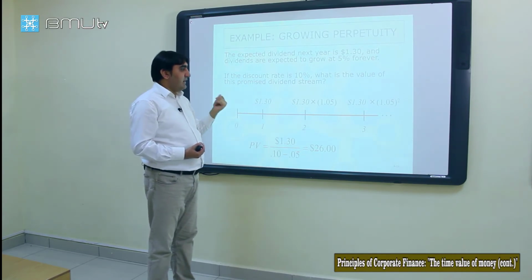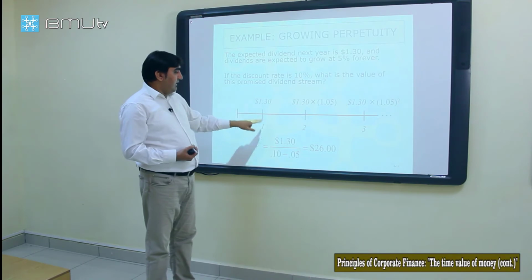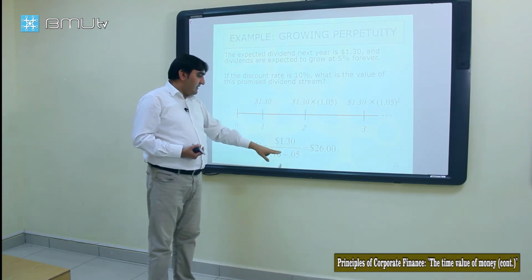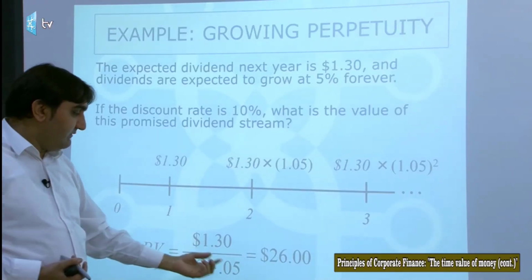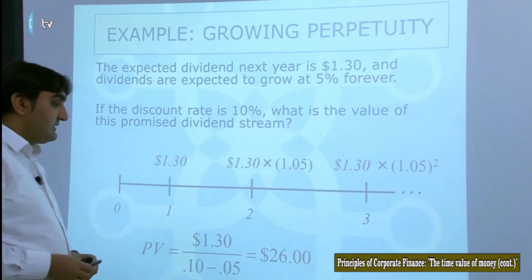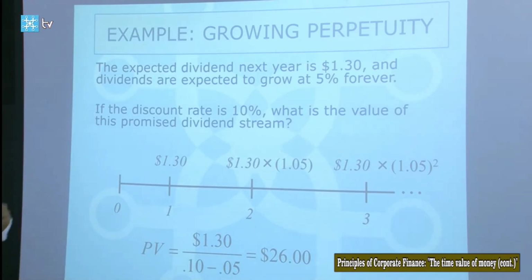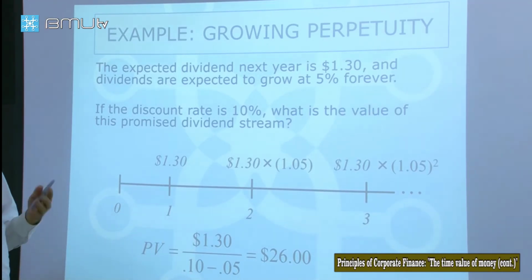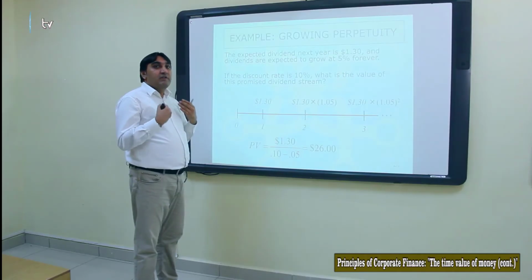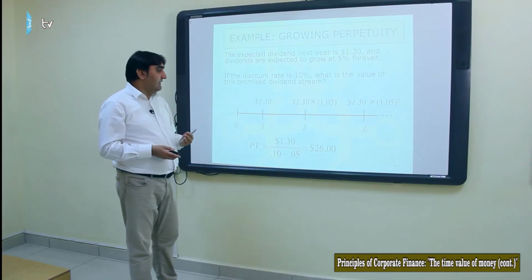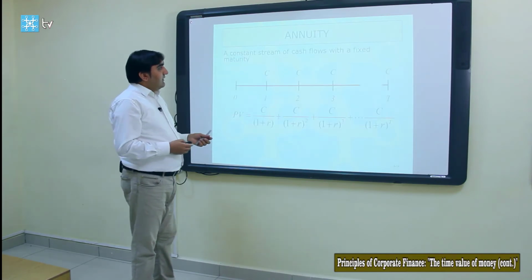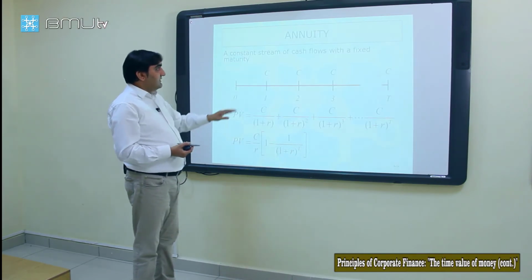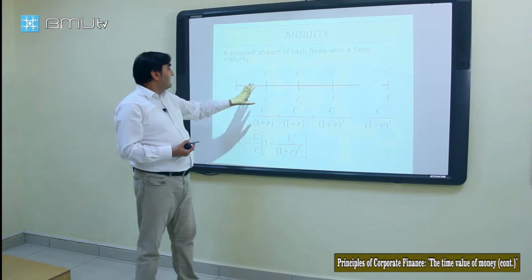What's the present value of this stream? That's 130 divided by R minus G, 10 minus 5%, and it's $26. $26 is the present value for these cash flows. And I will say this present value of future cash flows of any financial asset is the value, the price of that asset. Coming to our annuities, a constant stream of cash flows with a fixed maturity.